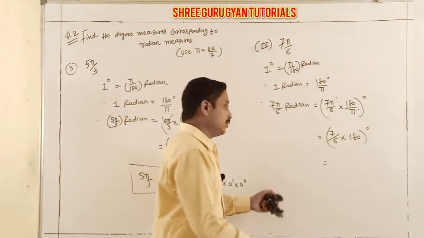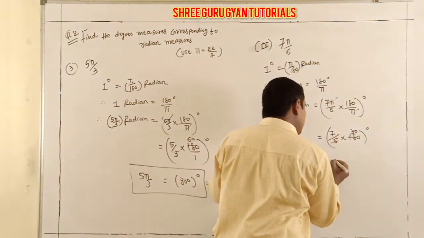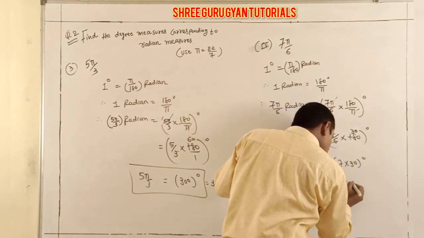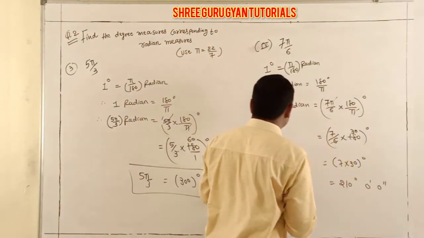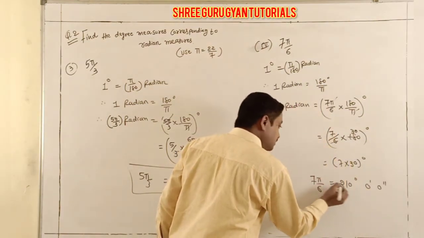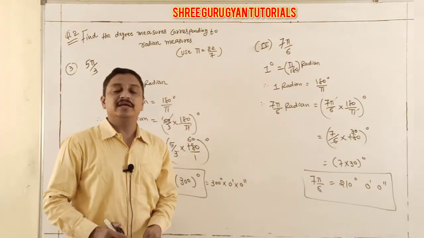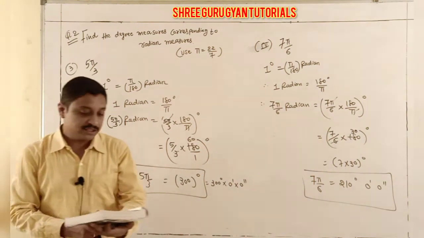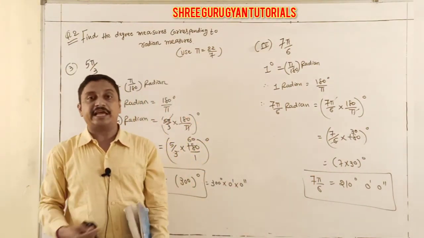Now the calculation is ready. 6 times 3s are 30, so it is 7 into 30, which is 210 degree. Here also write down 0 minute and 0 second. So 7 pi by 6 is 210 degree, and that's our answer. Our second question is easily and happily done. Yes students, these all values are correct and easily end this second question.